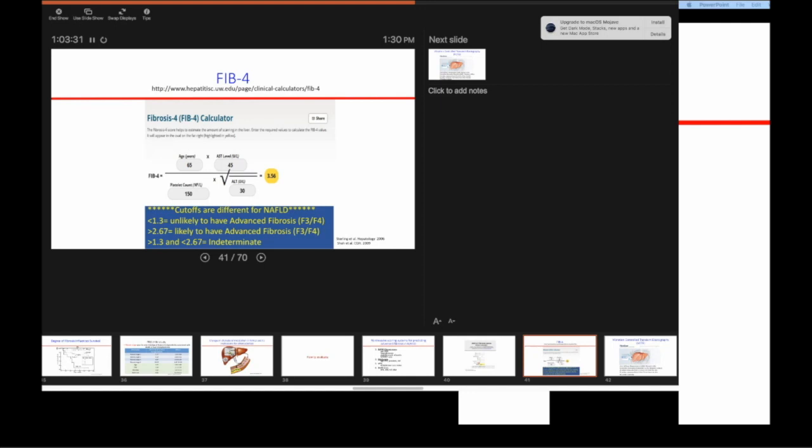So the cutoffs you'll see online are 1.45 and 3.25. Those are for co-infection, Hep C, HIV. You need to use these lower cutoffs for NASH, okay? So just be mindful of that if you want to use that calculator.